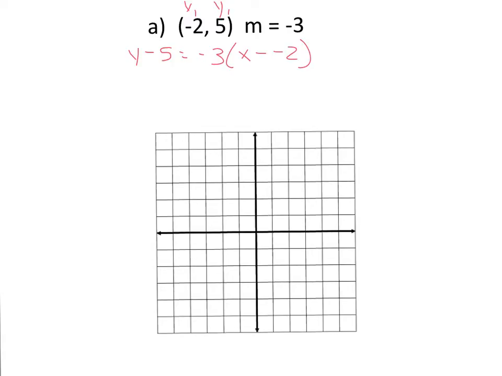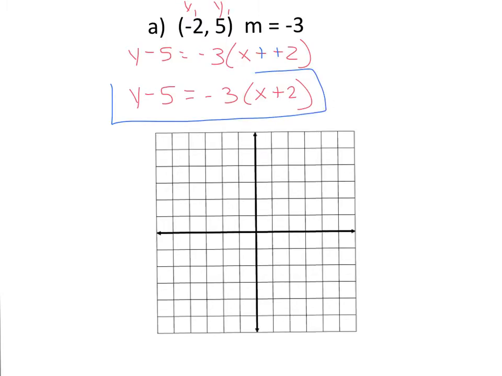Now when we're writing point slope, we do need to clean this up a little bit. So this is going to say y minus 5 equals negative 3, and then I'm going to call this x plus 2. So if you have a double negative, let's go ahead and call that plus. Okay, so now this is your answer. There's nothing to do here. This right here, this is your answer for this section.